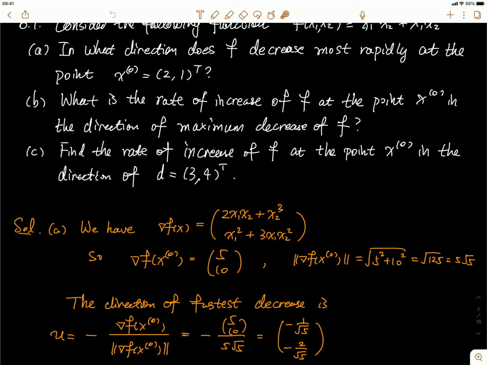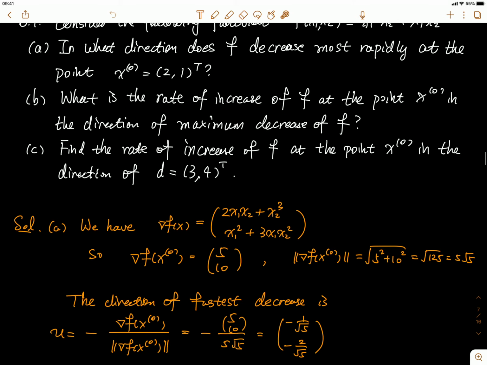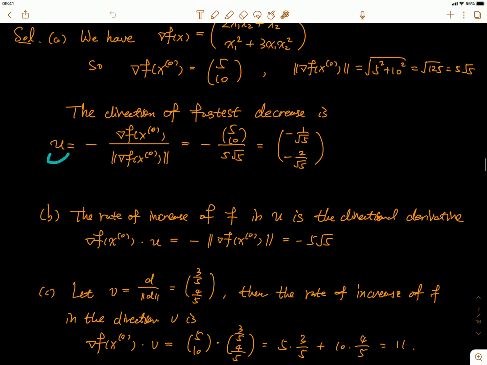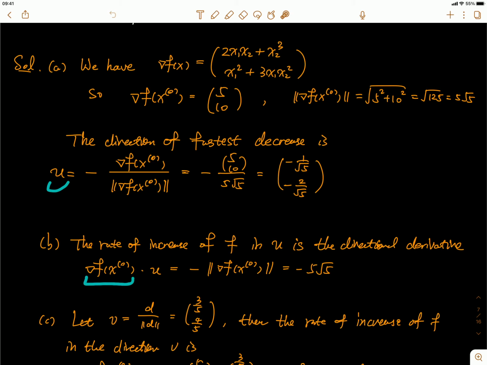Part B asks what is the rate of increase of function f at the point in the direction of the maximum decrease of f. We already computed the direction of maximum decrease, which is u here, and to compute the directional derivative, we just need to take the inner product of the gradient of f and this vector u. So this is the gradient of f, and this u we computed based on that. So we just need to plug this in here, or you can directly compute the value here. It'll give you the same result.